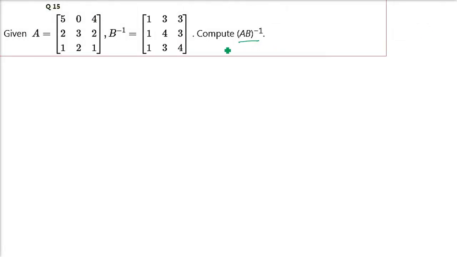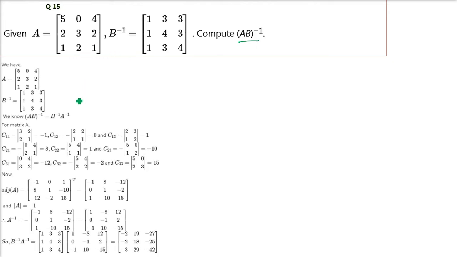Now AB inverse we have to find out. Let me show it here also, because you already know how to find the inverse. A and B inverse are given. We have already seen in the previous question that there is a property that AB inverse is equal to B inverse A inverse. Right? A and B inverse are given in the question. So AB inverse is equal to B inverse into A inverse. B inverse is already given in the question. A inverse we have to find out.